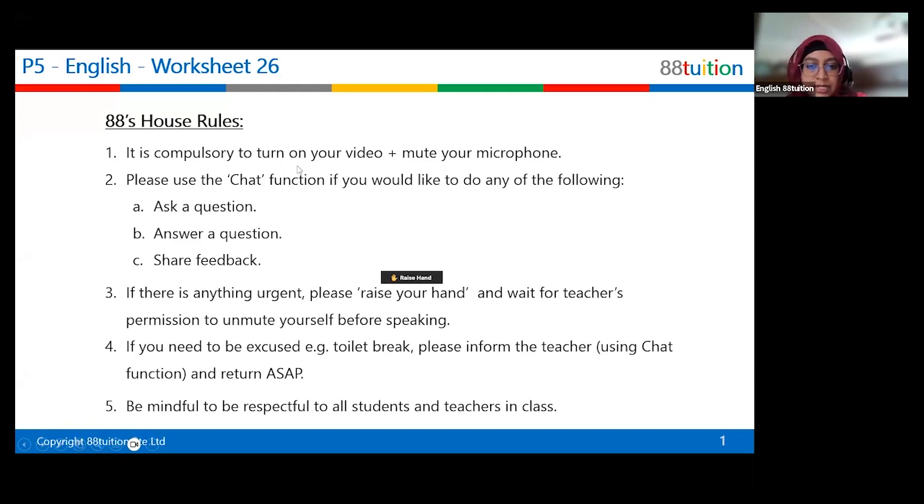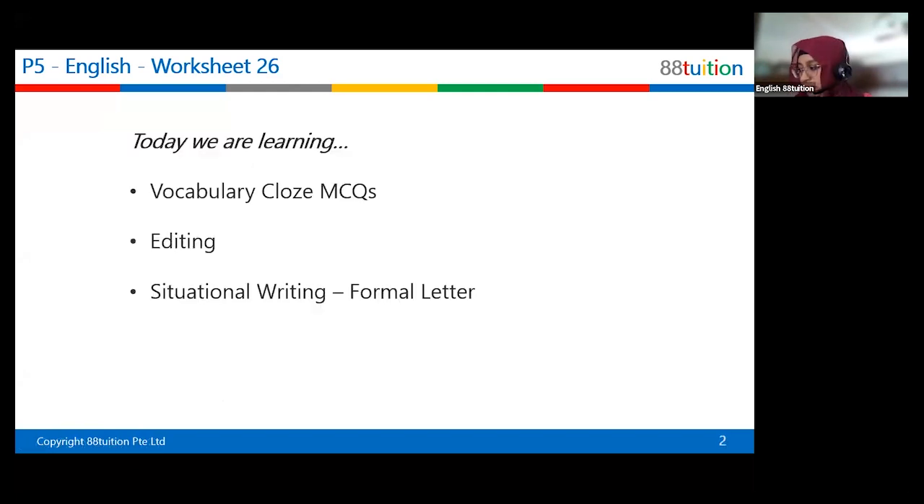Okay, so let's start now. Like I mentioned, there are 3 things to do: vocabulary cloze, editing, and of course, situational writing, which is the formal letter. I will guide you throughout, so not to worry. You just have to participate with me and make sure you understand what's going on. If you don't, just clarify with me. No problem. So are you ready to start with vocabulary cloze? Let's go.